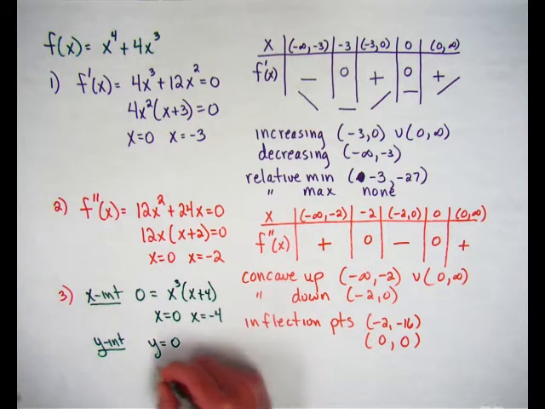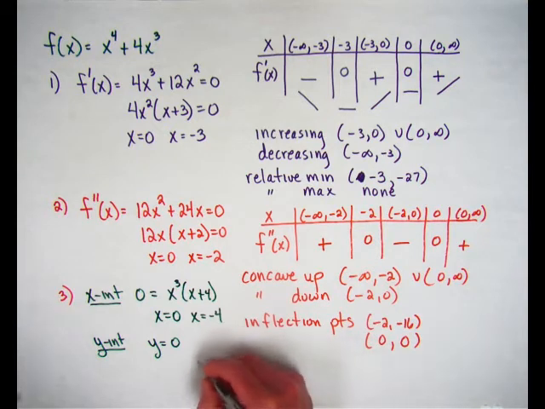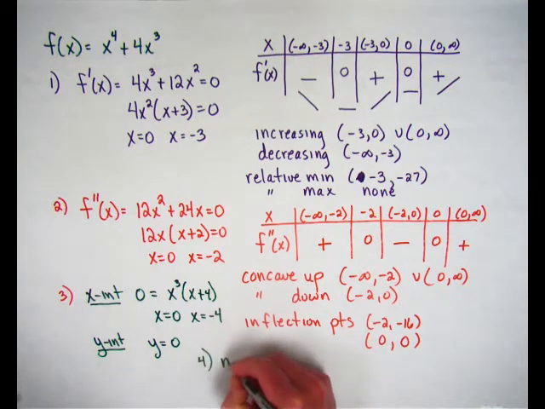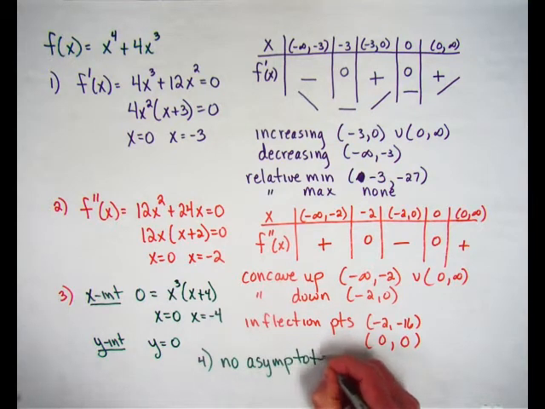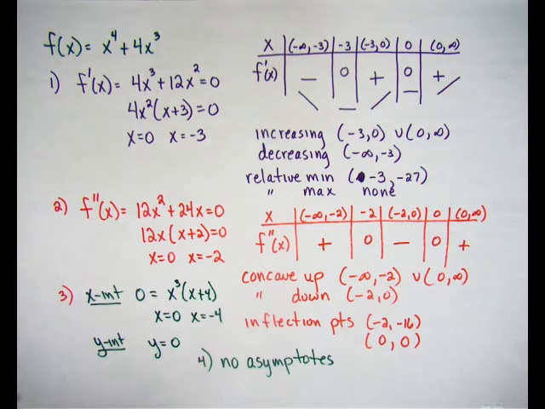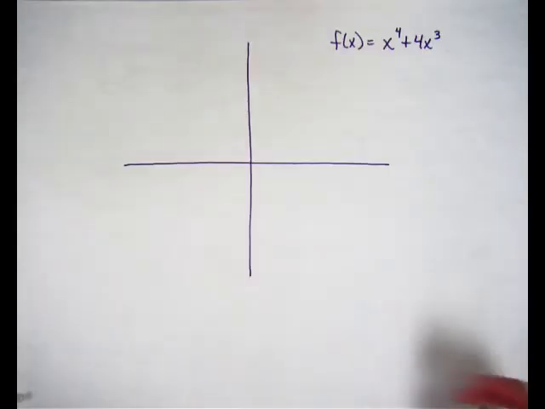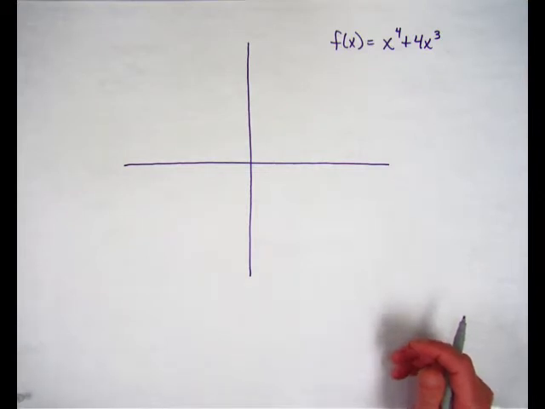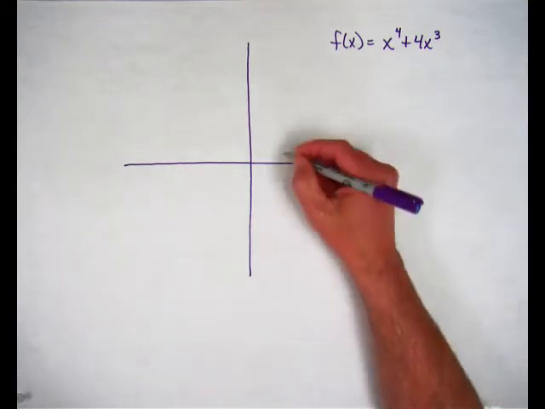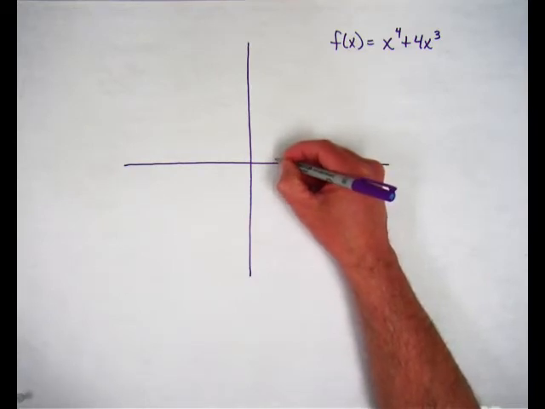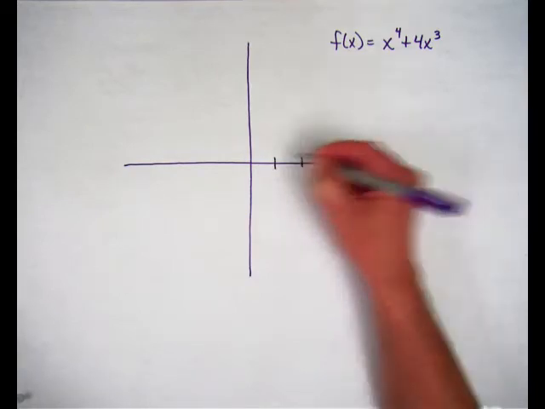Step 4 is study the asymptotes. Well, there are no asymptotes in a polynomial function, so that step is not relevant. And all that leaves now is for us to put all this information together and draw a picture. So I've drawn myself a coordinate plane, and what I want to do now is graph the function x to the fourth plus 4x cubed. So what I would do first of all is start by marking off all my intercepts and all my critical points. So we need a scale, so we can just mark off some units here.